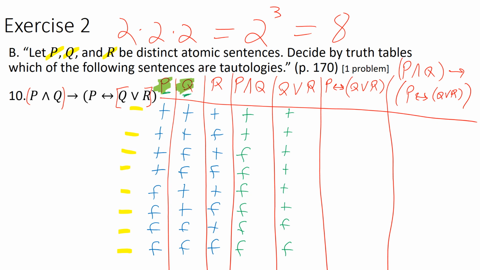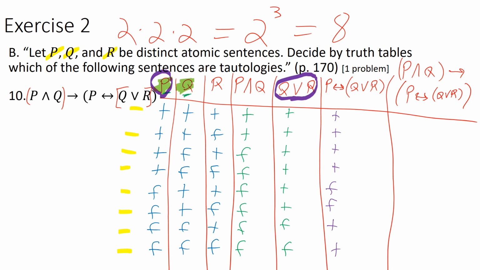So we're dealing with P, this column, and we're dealing with this column, Q or R. Okay. So true, true, true, true, true, true, true, true, false, false. Did I say that right? I hope I didn't misspeak there. So that's false, true, false. Okay. False, true, false. False, false, true. False, false, true.